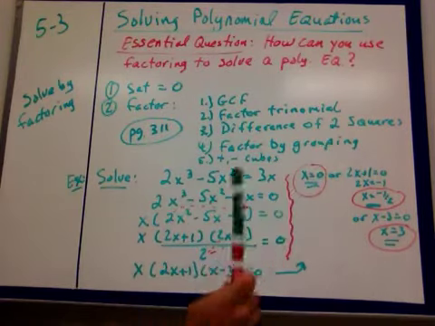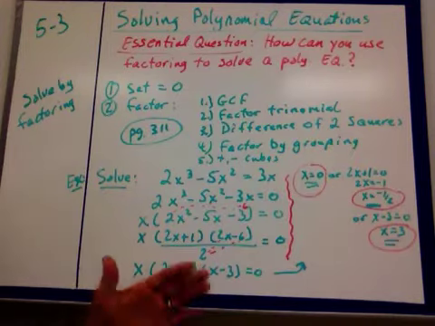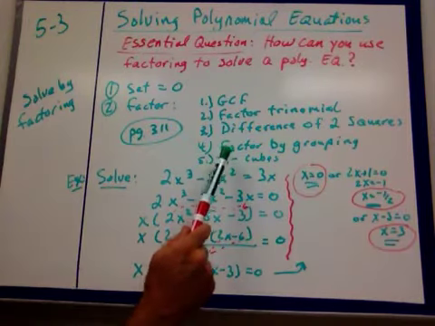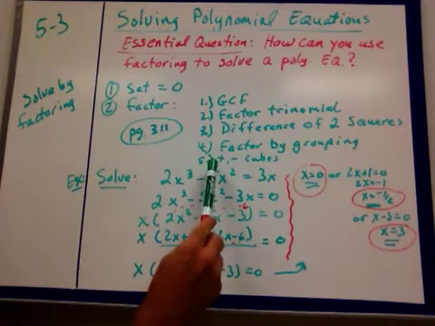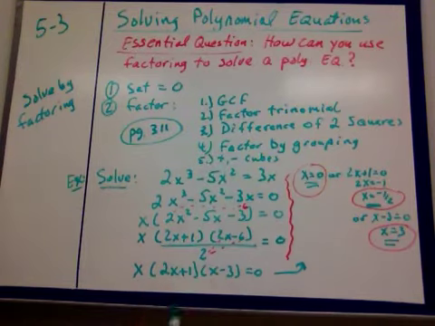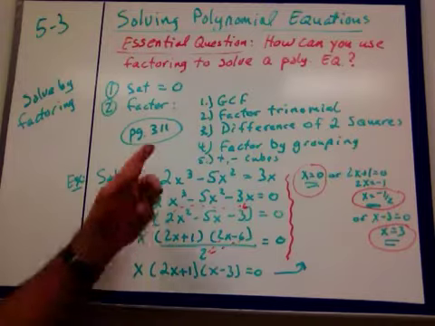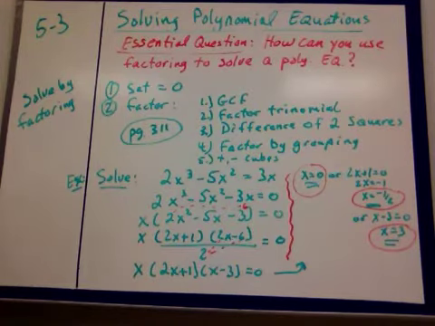If you get it to a point where you get the difference of two squares, okay, do that. Factor by grouping, we've done that. There's an example of that on page 311 also. And then factoring the sum or difference of two cubes, okay, and there are some good examples of that again on 311. So let's look at some examples here of factoring.